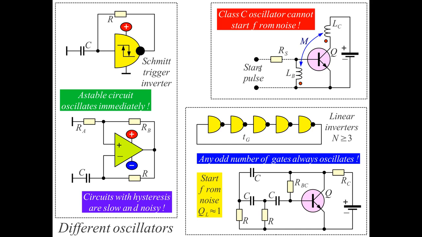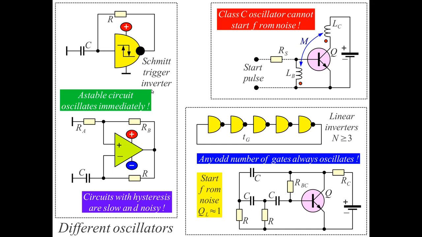This is actually done in some switching power supplies. There is a special circuit that provides a start pulse for the class C amplifier to start oscillating with suitable feedback and make some kind of switching power supply. This is used in switching power supplies, but it does not have very good performance. A transistor produces much more noise in class C than in class A. So this is not a low noise amplifier, this is not a narrow spectrum amplifier.